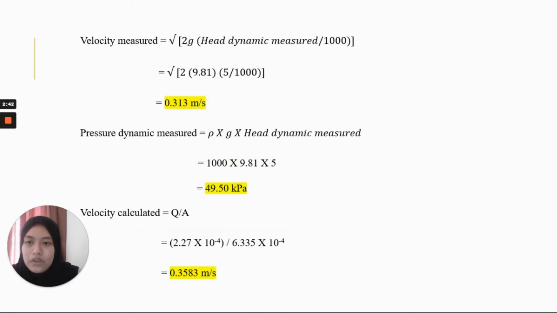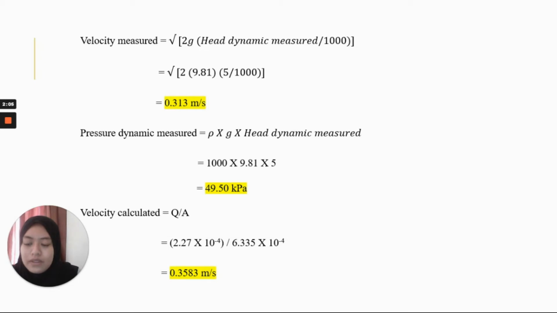Third, we calculate the velocity measured, square root of 2 times g times the head dynamic measured divided by 1000. So we get the answer in meter per second. Fourth, we calculate the pressure dynamic measured, which is rho times g times head dynamic measured that has been calculated, and the answer I convert to kilopascal, which is 49.50 kilopascal.